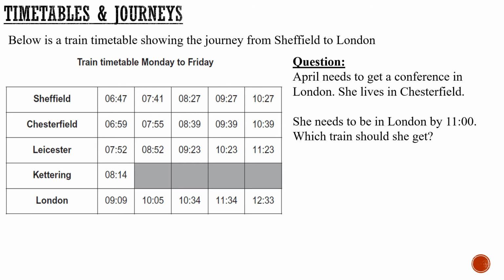Let's have a look at another one with the same timetable. April needs to get to a conference in London. She lives in Chesterfield. She needs to be in London by 11 o'clock. Which train should she get?